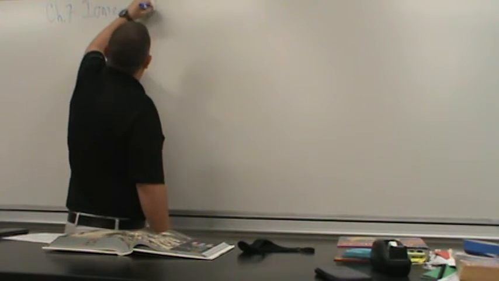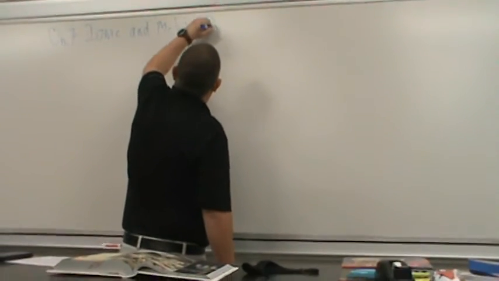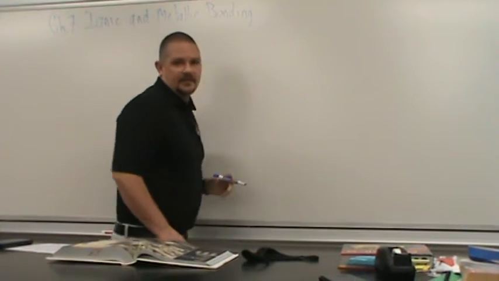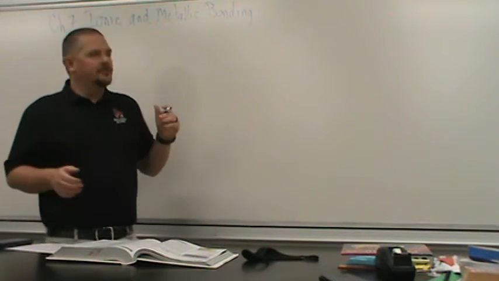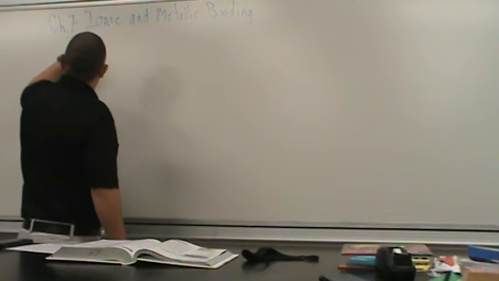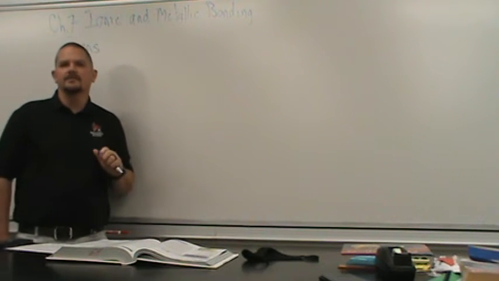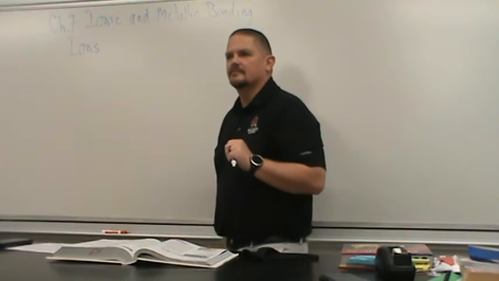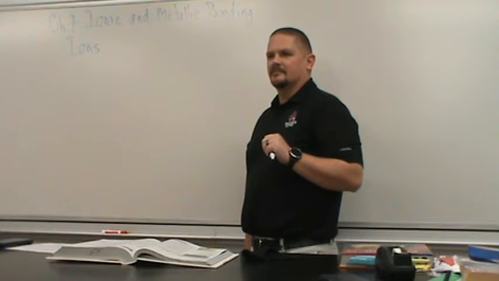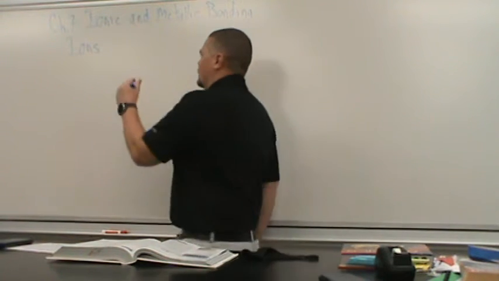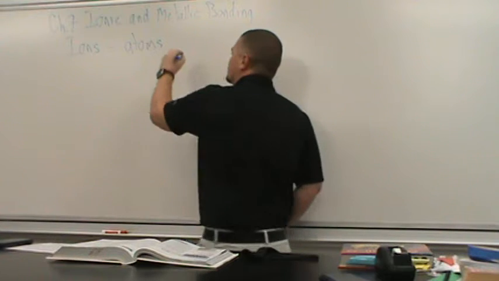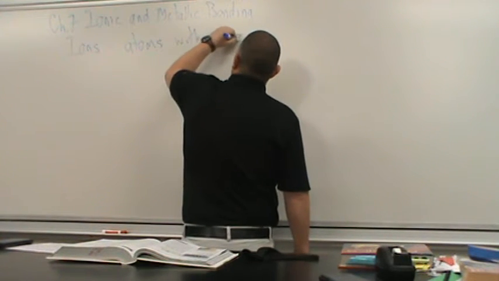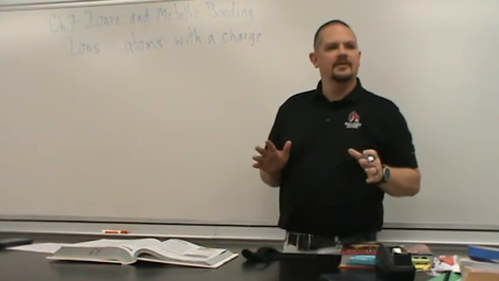Ionic and metallic bonding. So kind of as a review, what are ions? It's an atom with one more electron or one less electron than it should. Okay, so one way that we can say what ions are: atoms with a charge. Okay, now how do we get this charge on the atom?